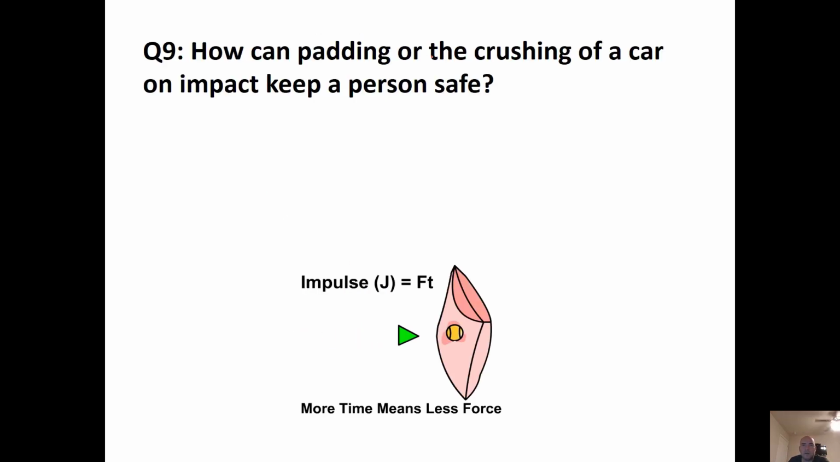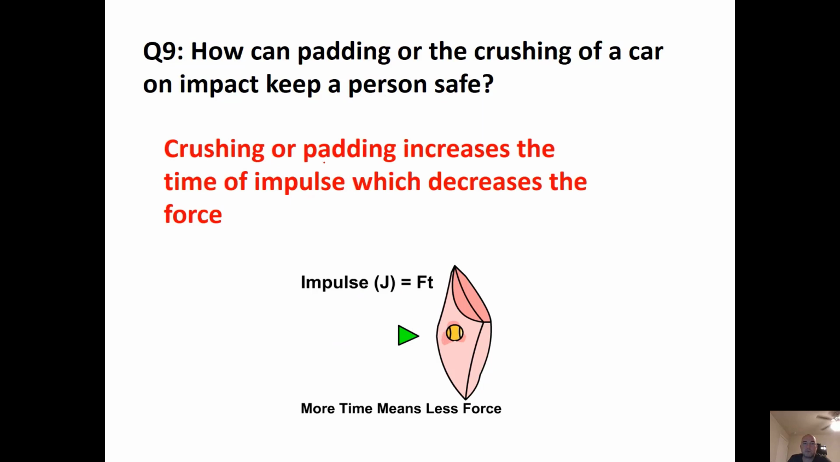How can padding or the crushing of a car on impact keep a person safe? Well, that's just what I said earlier. Crushing or padding increases the time of impulse, which decreases the force. So here's a problem set. Make sure that you've done the problem set before you check your answers. We're just going to go quickly through this. Once you're done with the problem set, check your answers so you can see the work if you didn't know why you got something wrong.